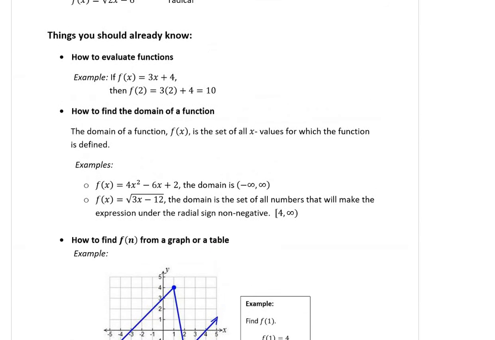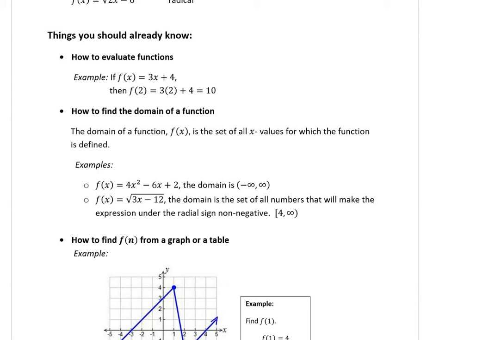So, some things that you need to know for this section. You need to know how to evaluate functions. And if you're given a function, like f of 2, you put 2 in for x and you can evaluate it. You also need to know how to find the domain of a function. And the domain of a function is a set of all x values for which the function is defined.